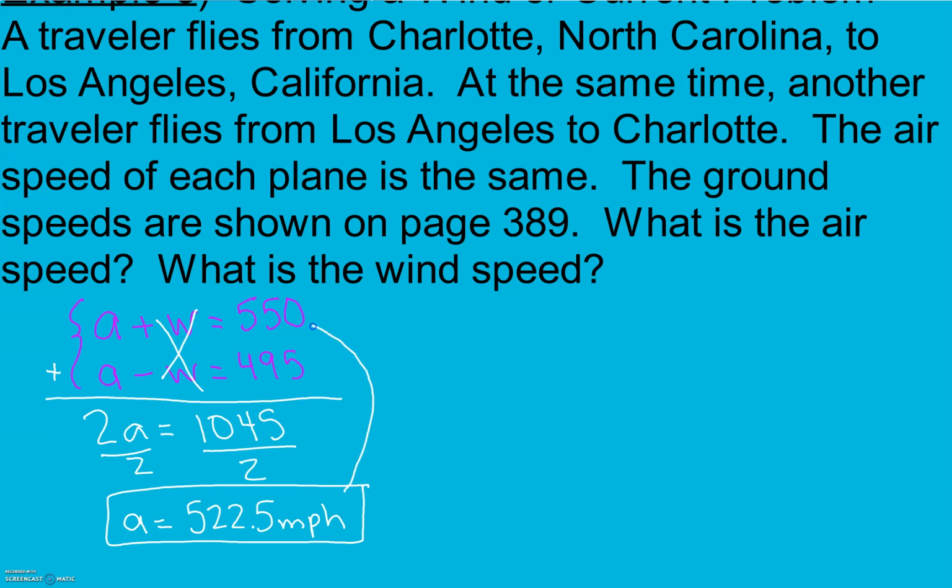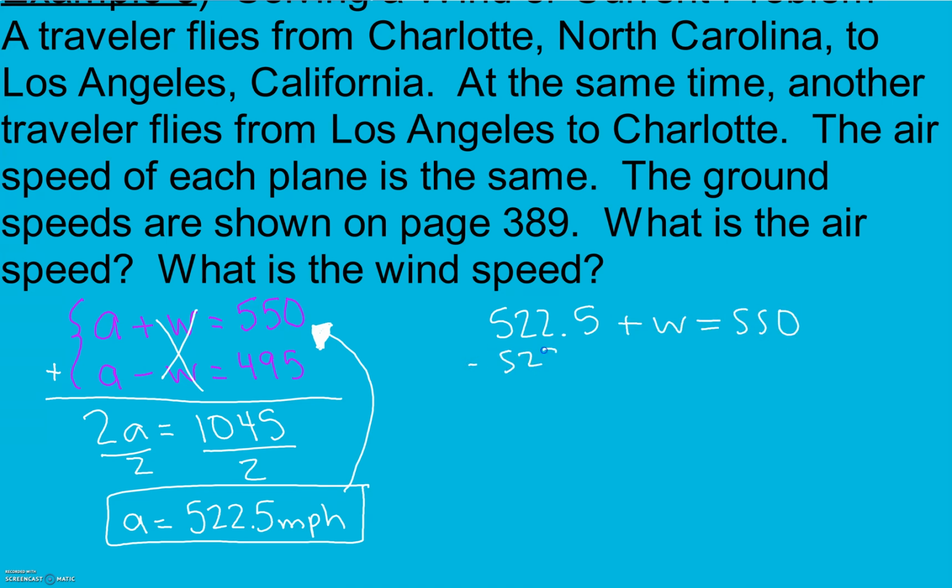So I'm going to take that and plug it in here. Obviously, the pilot's gears and gizmos adjust for wind and give them an accurate response there. But if it were set at the same amount of gas and things like that, it would always be 522.5 without the wind factored in. Now, to find the wind, we plug in 522.5 for A, plus W equals 550.